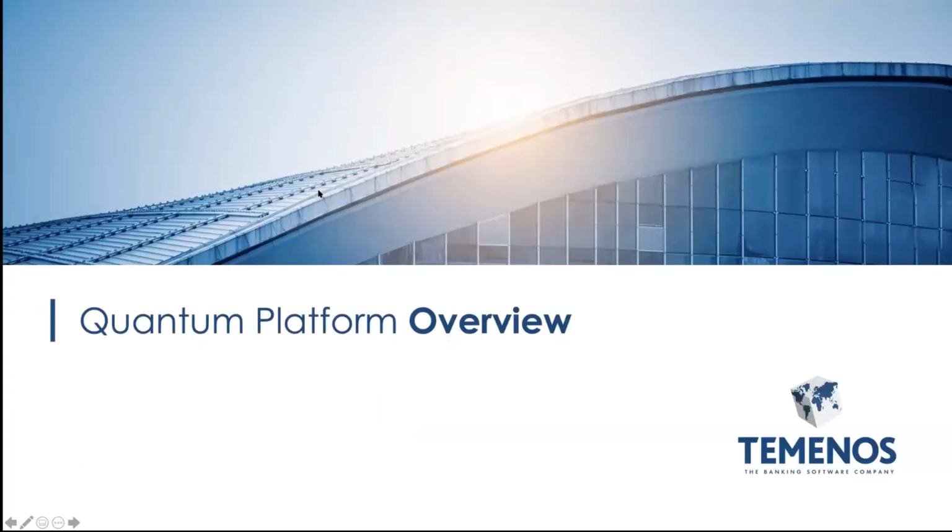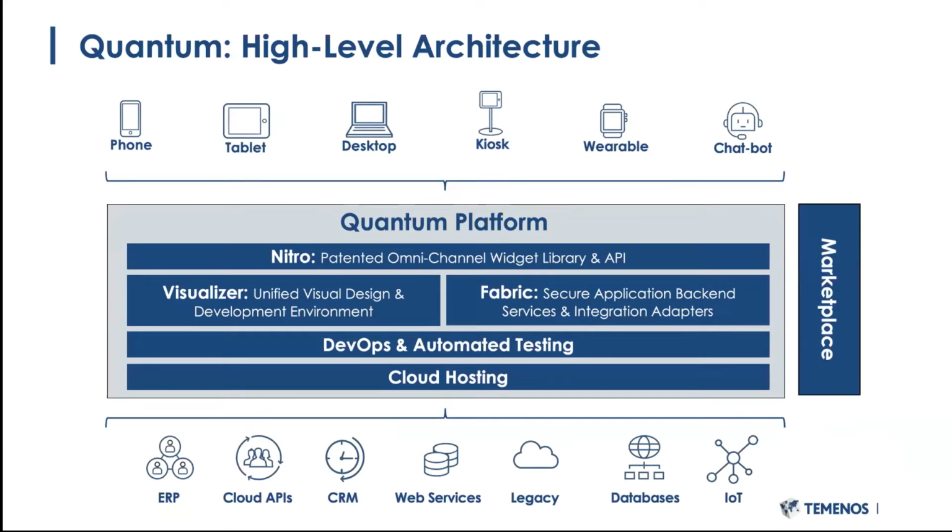I wanted to start off with an overview of the Quantum platform, as I know some folks are new to it, and some of you are veterans of the platform. So this is the high-level architecture of the Quantum platform. If you're not familiar with it, I think most people are pretty familiar with Visualizer, our front-end development tooling, and Fabric, the back-end integration tier. Another big component that underpins all this is our Nitro framework that provides the omni-channel widget library and API that makes it so easy to build these cross-channel applications and reuse as much code as possible. Another big component is DevOps and automated testing, which we'll be covering today as well. So those are the four main components that we'll be covering in the webinar today.